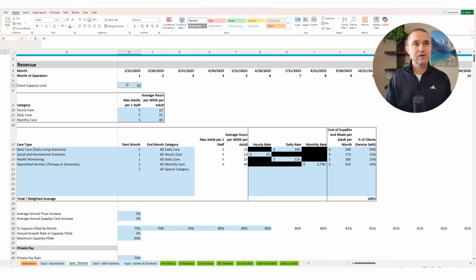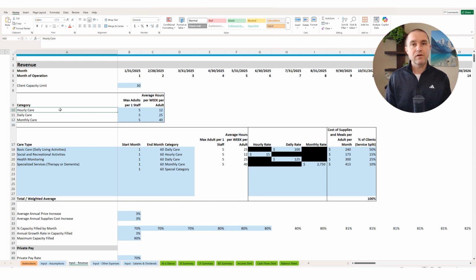So you can set an assumption for client capacity. We're saying this is a 30-person capacity facility. And we put in 3 different ways or categories that you can think about the care that you're providing. So it could be hourly, daily, or monthly.